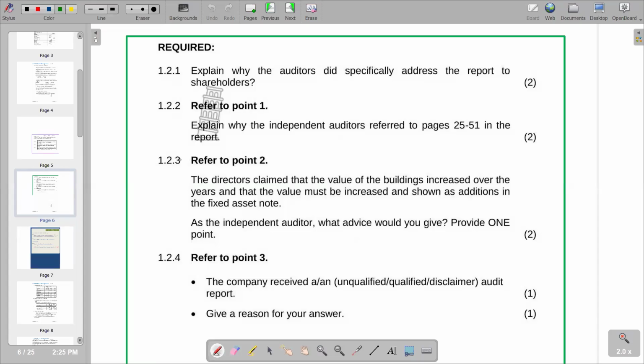Next, question 1.2.3 reads, refer to point two. The directors claim that the value of the buildings increased over the years, and that the value must be increased and shown as additions in the fixed asset note. As an independent auditor, what advice would we give? Provide 1 point. So basically, that's very important. We have to provide 1 point.